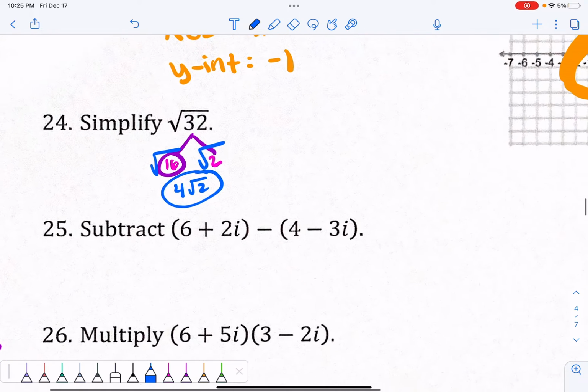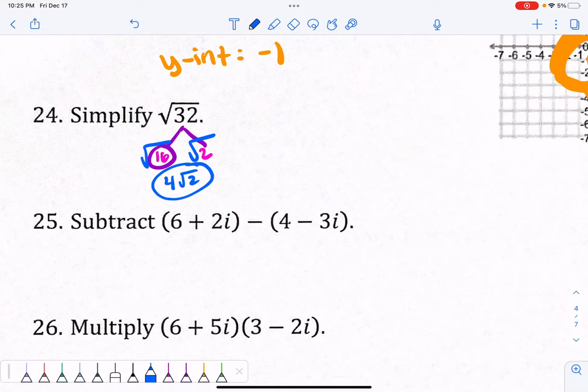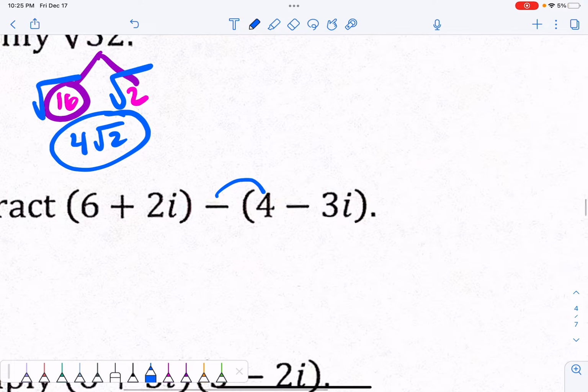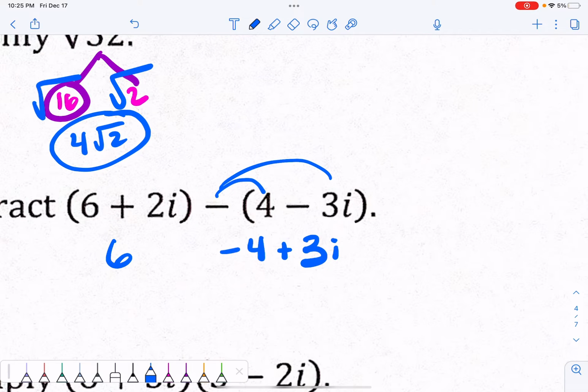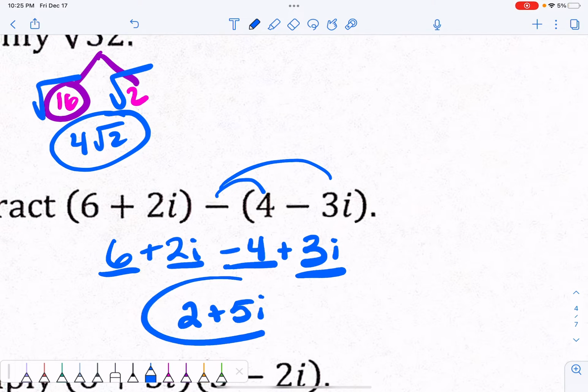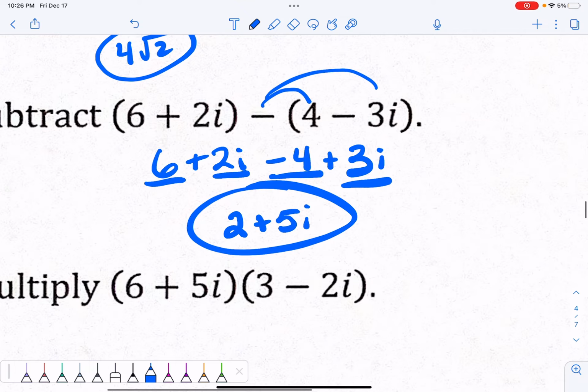25 is a subtraction one, and we have i's in here, but everything after the minus is going to get distributed. So this will become negative 4 plus 3i. You combine that with 6 plus 2i, and 6 and negative 4 will become 2. 2i and 3i becomes 5i. And that's all that you can do there, okay?